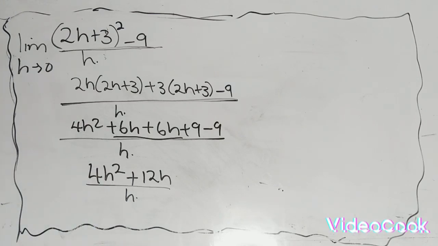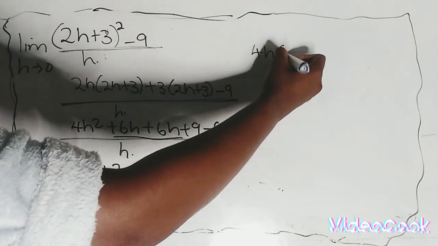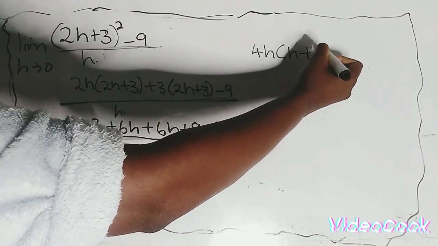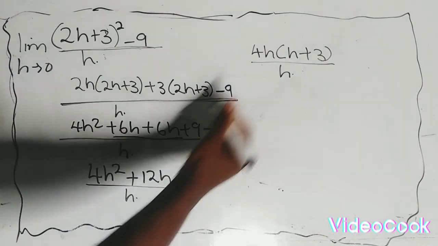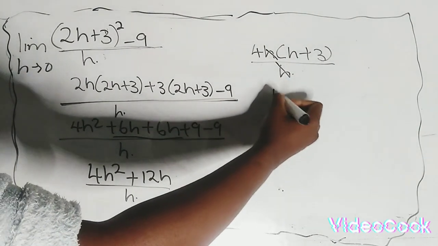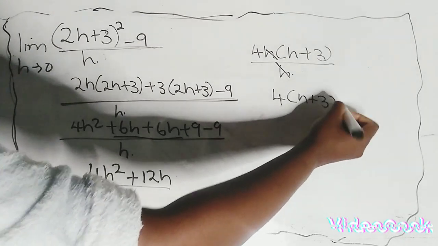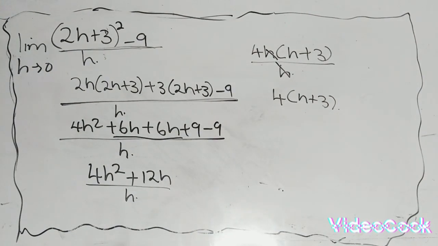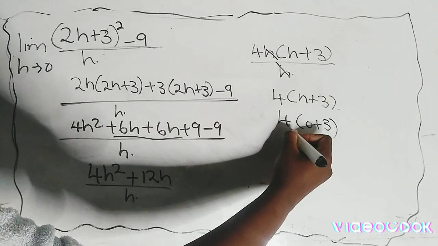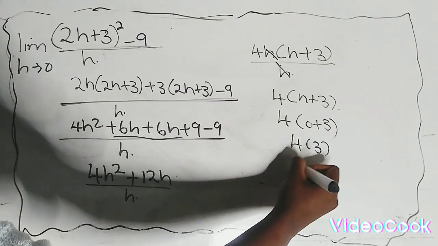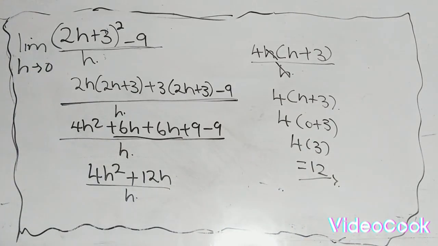I'm sure you guys can see something. 4h is common on our numerator there. So we are going to factor out 4h. We remain with h plus 3 all divided by h. With that being said, the h and the h will cancel there. We will remain with 4 open bracket h plus 3. But remember, our h values go all the way up to 0, right? So in place of h, we're just going to put our 0. This is going to be 4 open bracket 0 plus 3, and your final answer will be 4 times 3, which will give us a 12, like that. Okay, I hope you guys were following on that one.